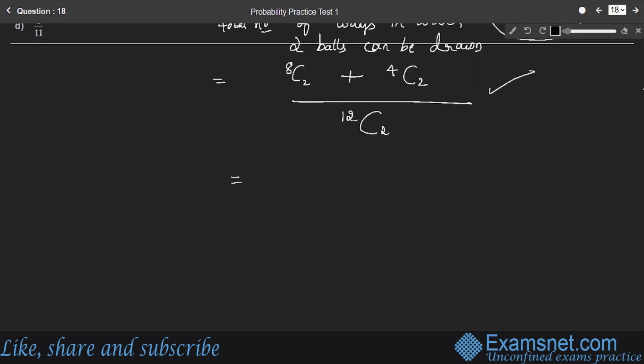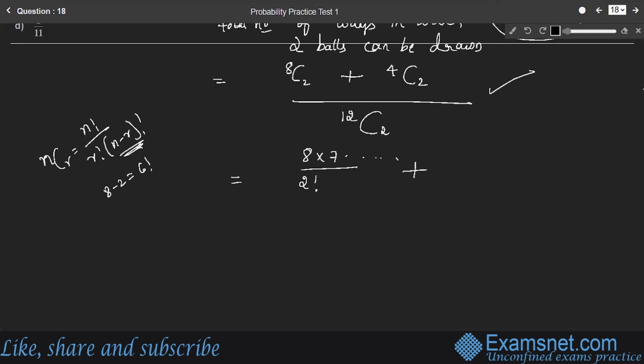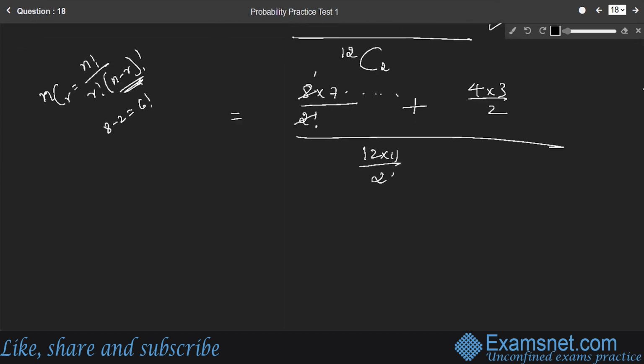Therefore, 8C2, simplify it, it is 8 into 7. Again, we are using nCr is equal to factorial n divided by factorial r into factorial n minus r. So, 8 into 7 divided by 2 factorial. Here, the remaining part, 6 into 5 into 4 up to 1, will get cancelled with n minus r, which is 8 minus 2, which is 6 factorial. So directly I'm going to the simplification part. So 4 into 3 divided by 2, whole divided by 12 into 11 divided by 2, since 2 factorial is 2.